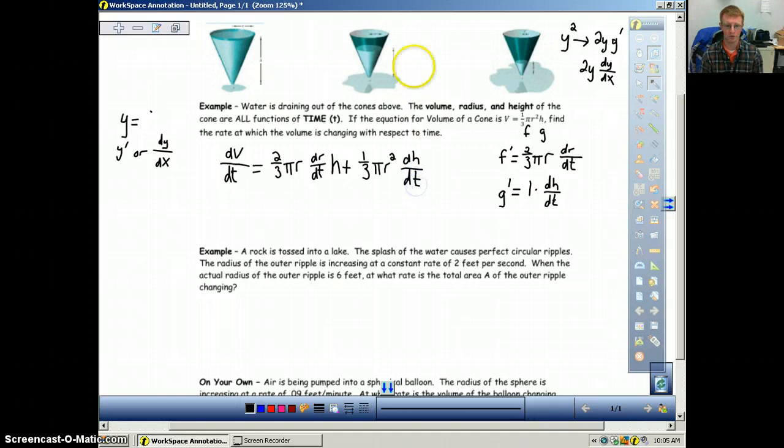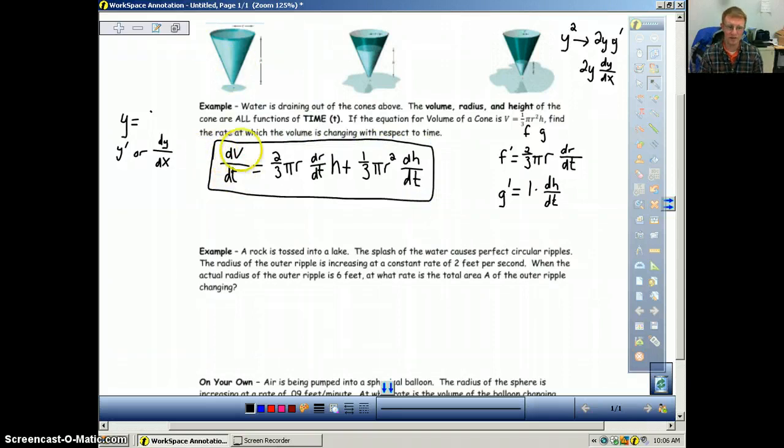So now when you look at this, I know this seems like a pretty crazy formula, but let me explain how this works and why it's going to work the way it is. What we said is the dv dt is the rate at which the volume is changing with respect to time. The same thing is true about the dr dt and the dh dt. The dr dt is how the radius is changing with respect to time, and dh dt is how the height is changing with respect to time.